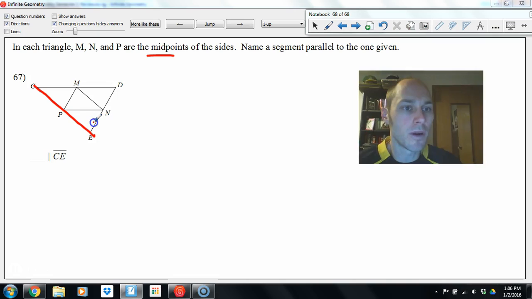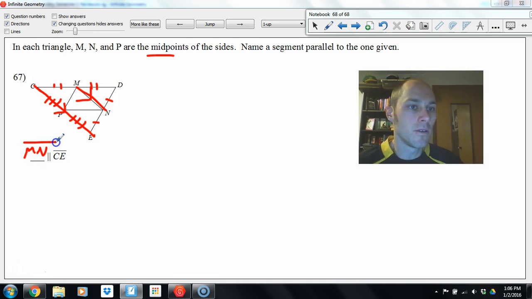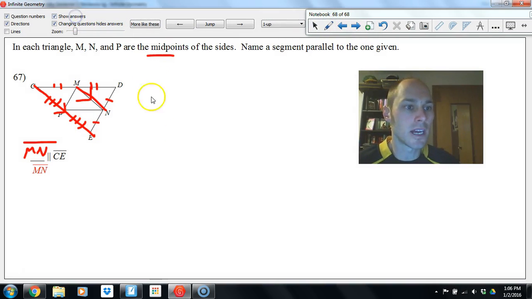Well, if these are midpoints, we know we have this special property, and we know that MN is going to be what's known as the mid-segment. We know the mid-segment is going to be parallel to that third side. We know it would also be half the length of CE as well. But all we're asking for right now is which side is parallel.